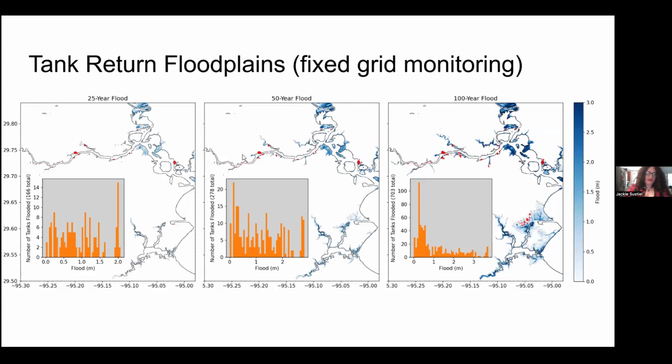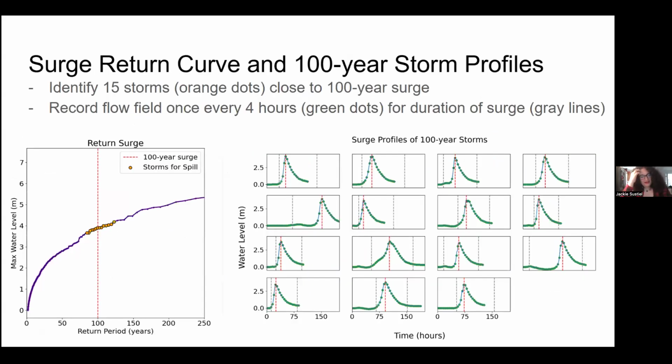So this is 25-year and 50-year and 100-year. In each figure, you can see the red dots show the tanks that lie within the floodplains. And in the insets, I show the distributions of floods at these tanks. So there's about 150 in the 25-year, and that goes up to about 700 tanks flooding in the 100-year scenario. And the floods vary between 0 and 3 meters, depending on where the tanks are located and their elevation. So we have that.